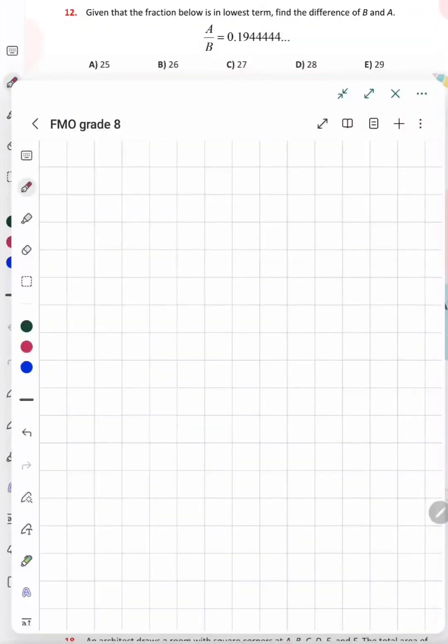Question number 12. Given that the fraction below is in lowest terms, find the difference of B and A. We are given A over B equals 0.19 with the 4 recurring. Now our aim is to show this recurring decimal in terms of a certain fraction which is already reduced. Let's try to do it. Let's start with denoting it by x. 0.19444 and so on.